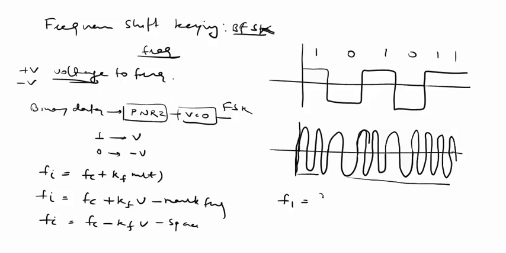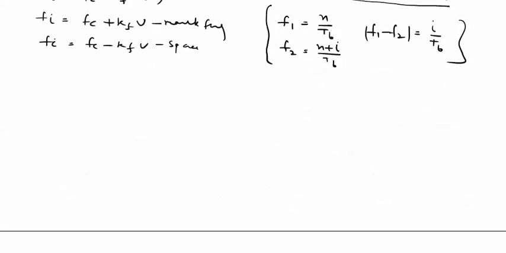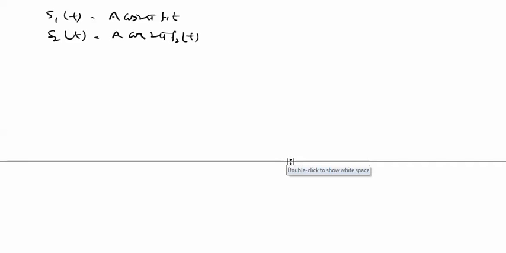F1 is an integral multiple of 1 upon TB to maintain waveform continuity as in BASK. F2 is also an integral multiple of 1 upon TB, and the difference is also an integral multiple of 1 upon TB to maintain waveform continuity. Two types of representation we use here: S1(t) equals A cos 2 pi FC t, S2(t) equals A cos 2 pi F t. Two types of frequency we use here.